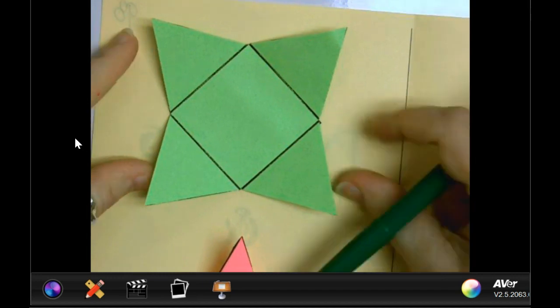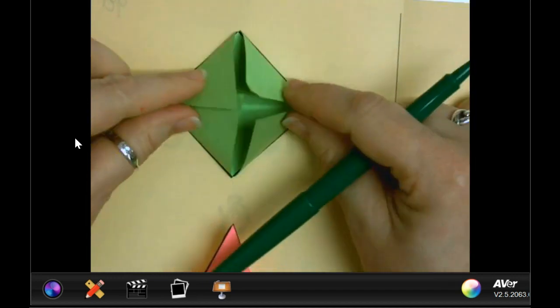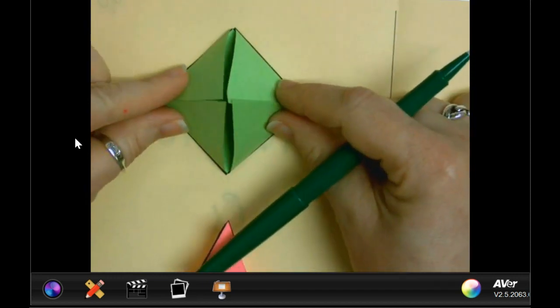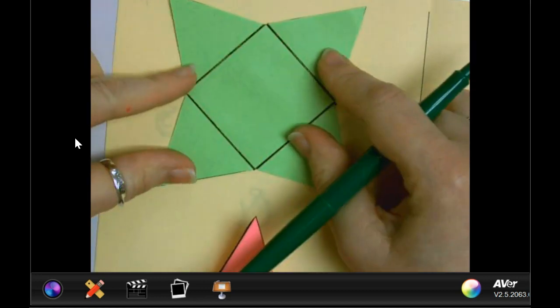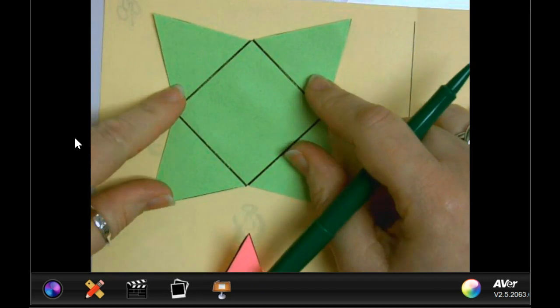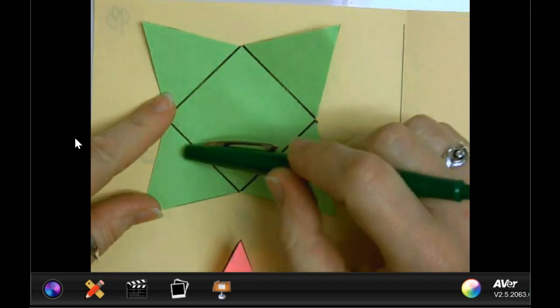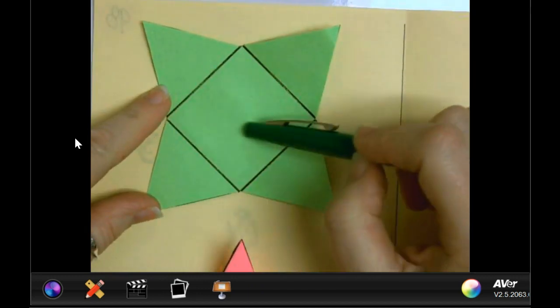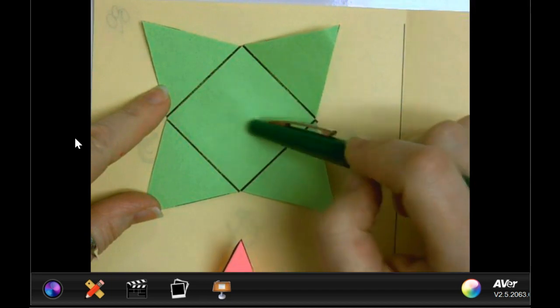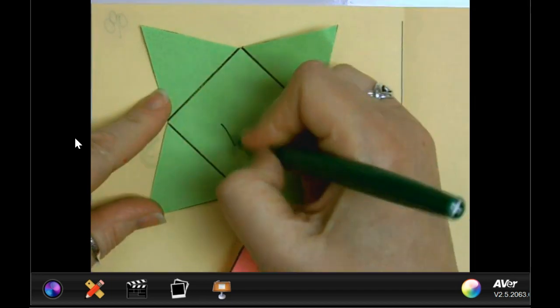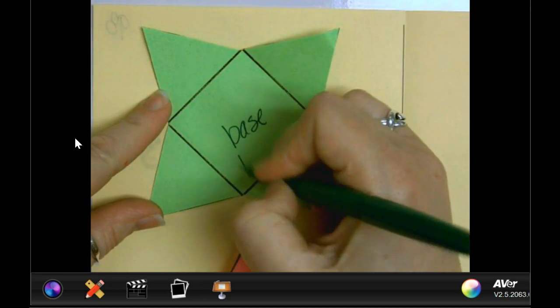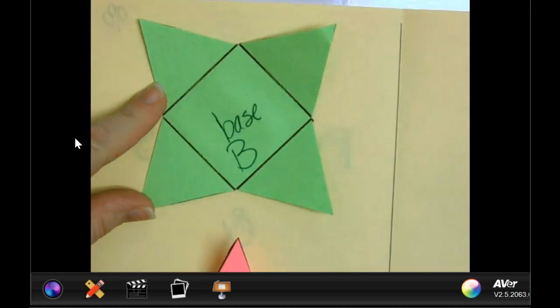Alright, so this first one, if these are both regular pyramids, this is a regular pyramid, but what would we call it? A square pyramid. Okay, good. So this square pyramid has 4 lateral faces and 1 what? Base. Okay, so this is my base. That is big B.